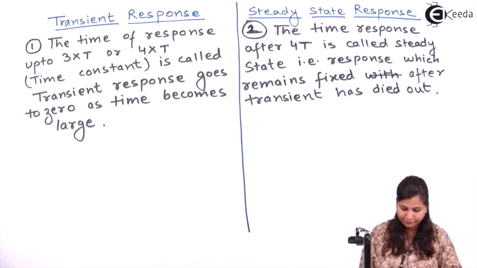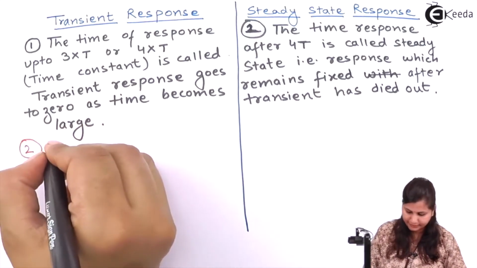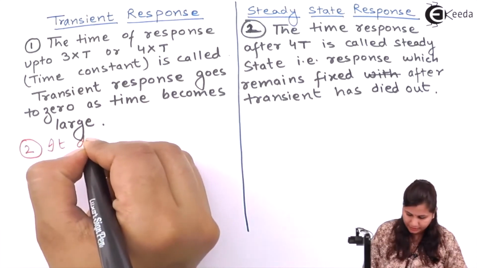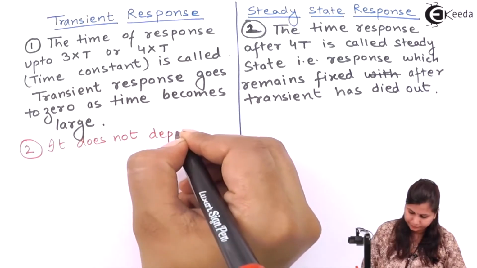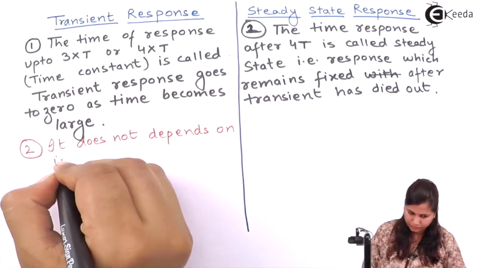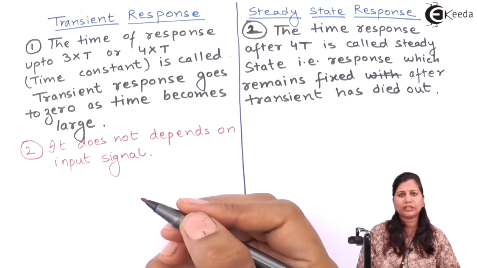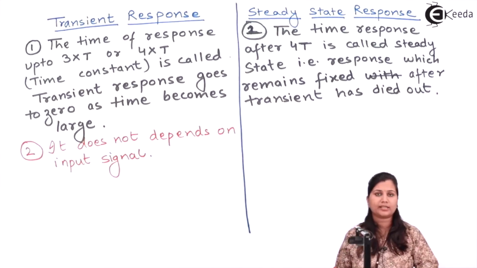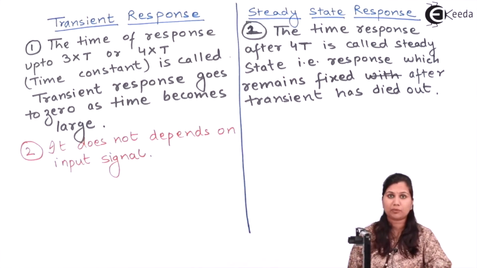Now the second difference between the transient and steady state response is that the transient response does not depend on the input signal. That is, whatever be the input signal, the transient response will remain the same. But the steady state response depends upon the input signal.